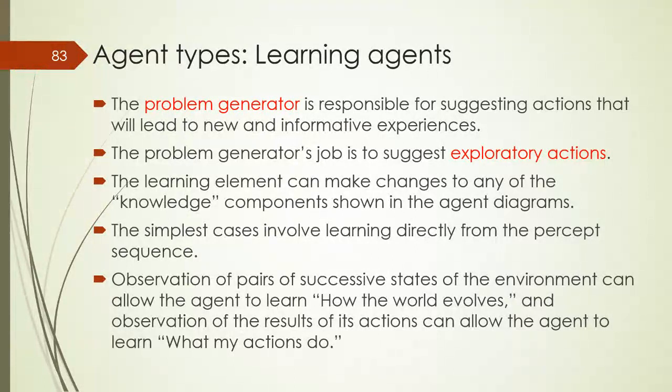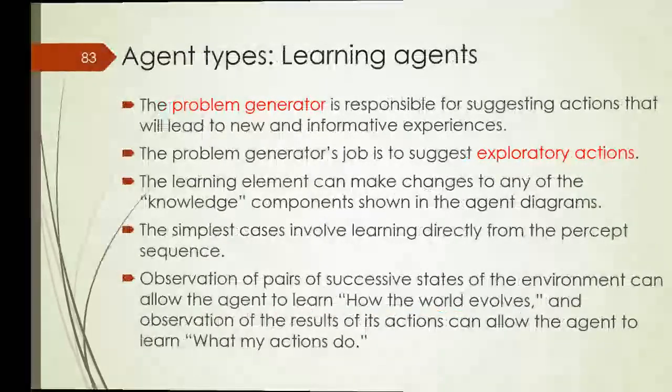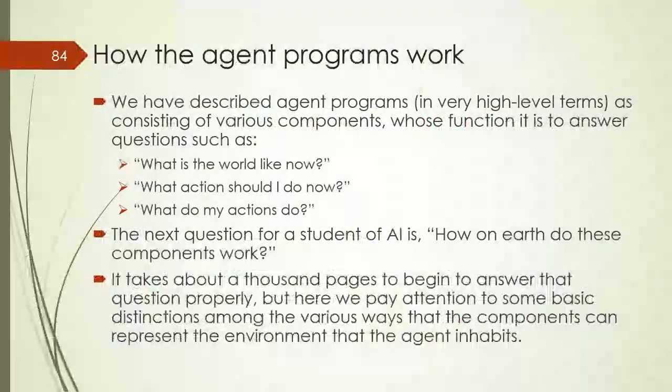The simplest case involves learning directly from the percept sequence. Observation of pairs of successive states of the environment can allow the agent to learn how the world evolves. That helps us learn what my actions do to the world. All right, we had all these. Any questions so far?